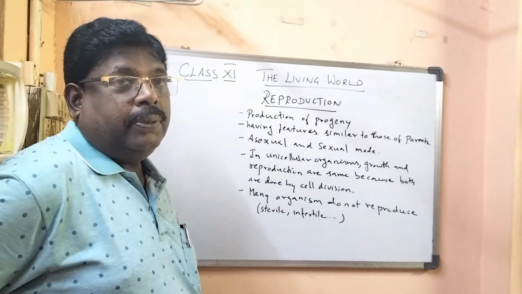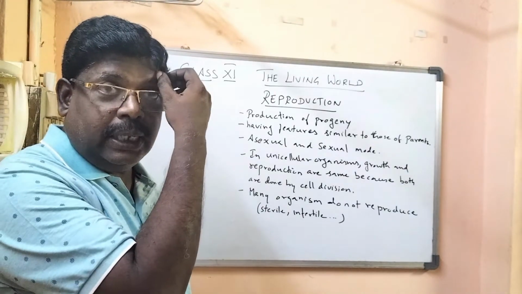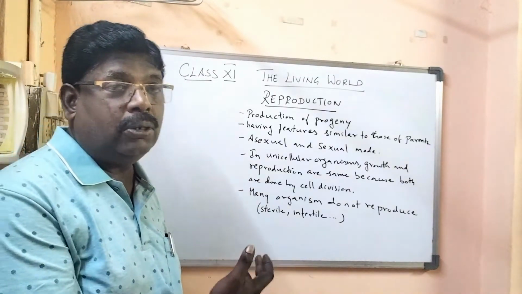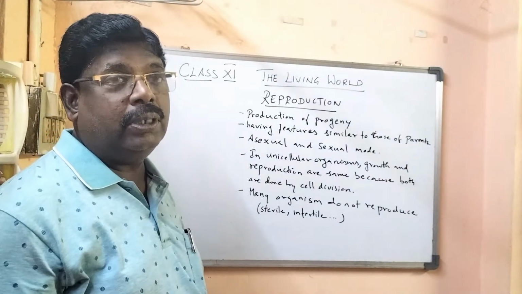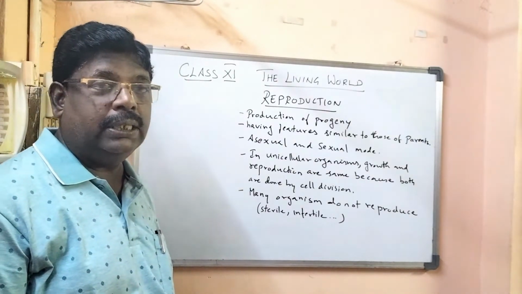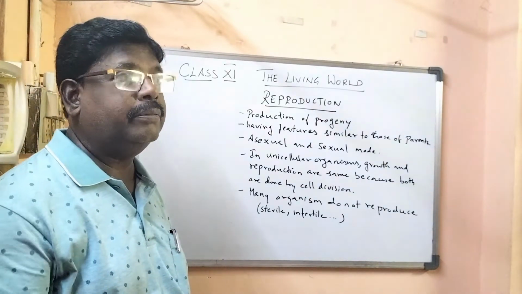So when we talk about reproduction, one has to remember all these things, like what is reproduction, what are the types of reproduction, how in unicellular it happens, and think about sterile and infertile organisms, all these things.